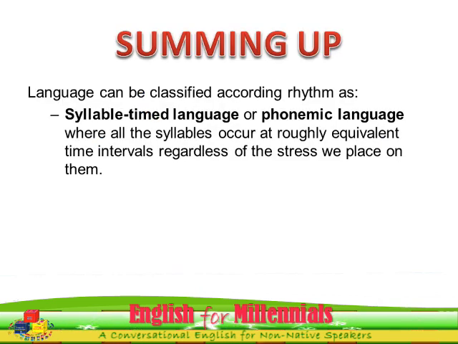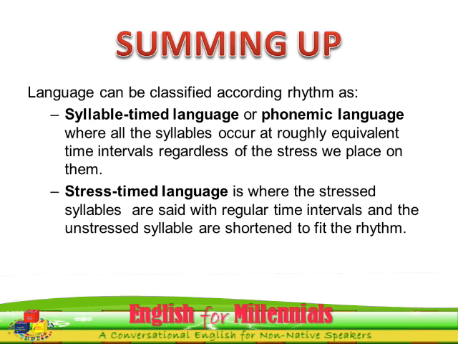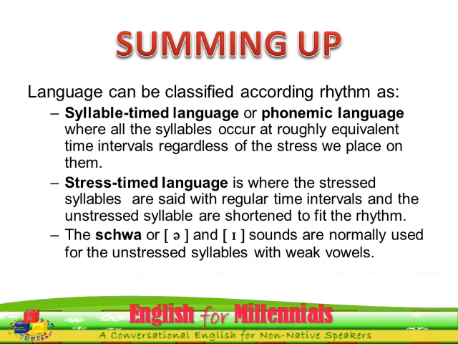Let's sum up our discussion for today. Language can be classified according to rhythm as syllable-timed language or stress-timed language. In syllable-timed language, all the syllables occur at roughly equivalent time intervals, regardless of the stress we place on them. Stress-timed language is where the stressed syllables are said with regular time intervals, and the unstressed syllables are shortened to fit the rhythm. The schwa sound and the e sounds are normally used for the unstressed syllables with weak vowels.